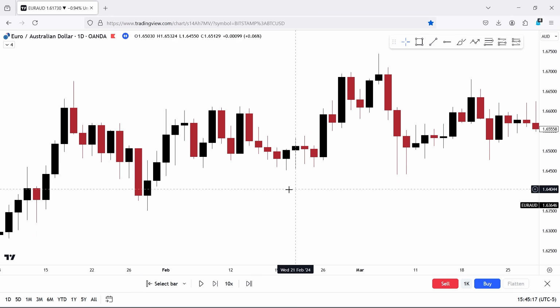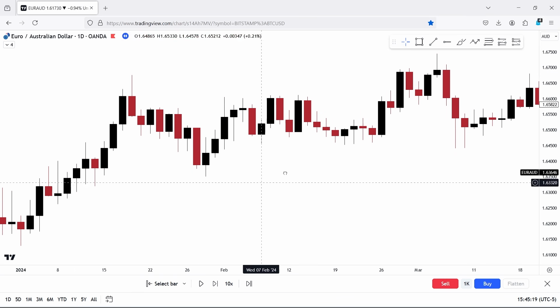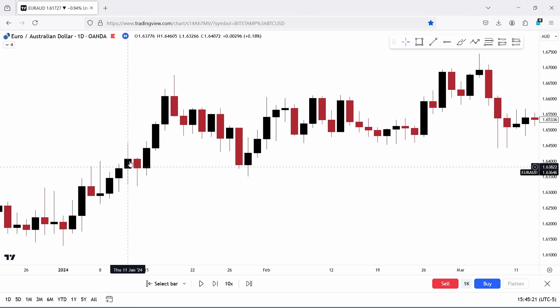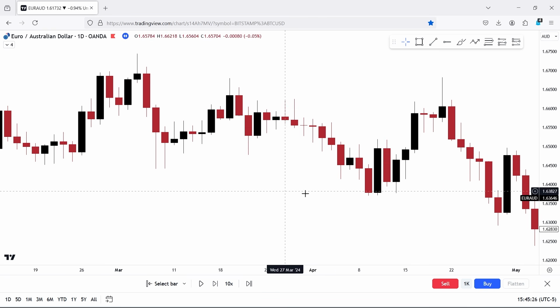Here we actually had a reversal. Here you have a rally, drop, rally. So they would anticipate a formation like this.